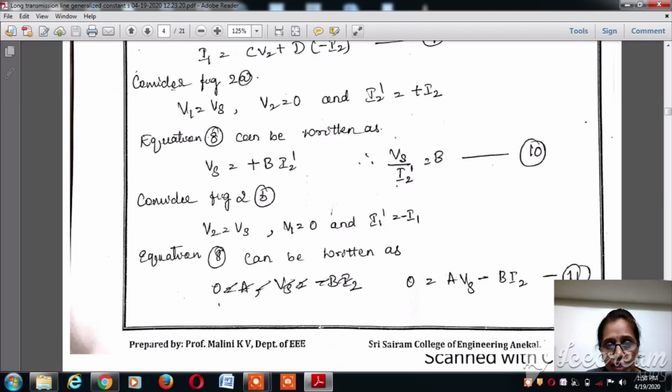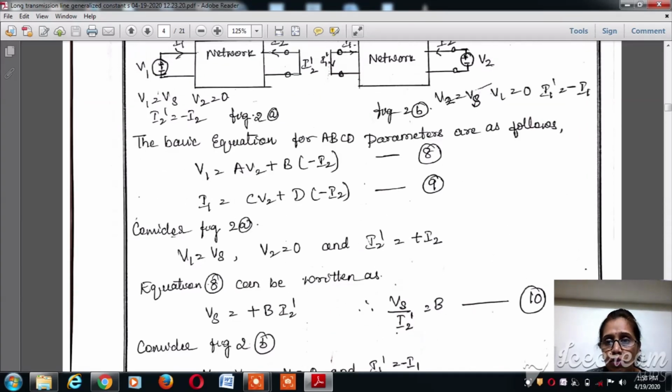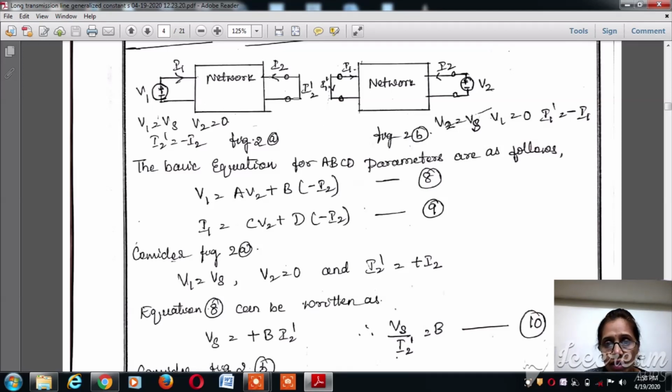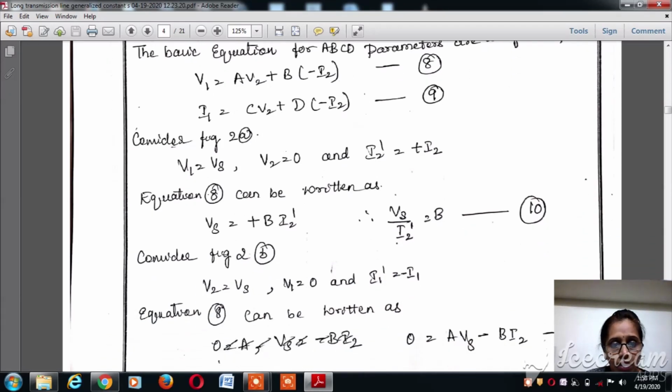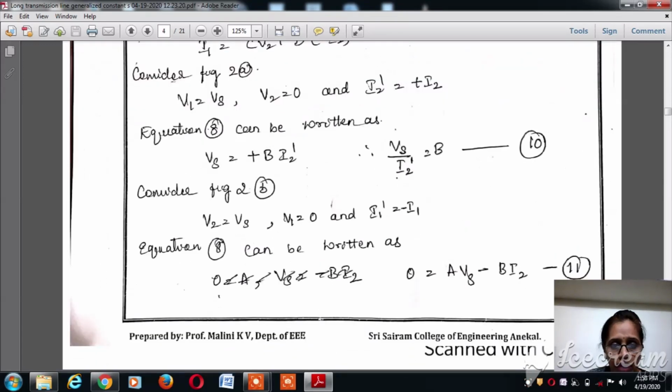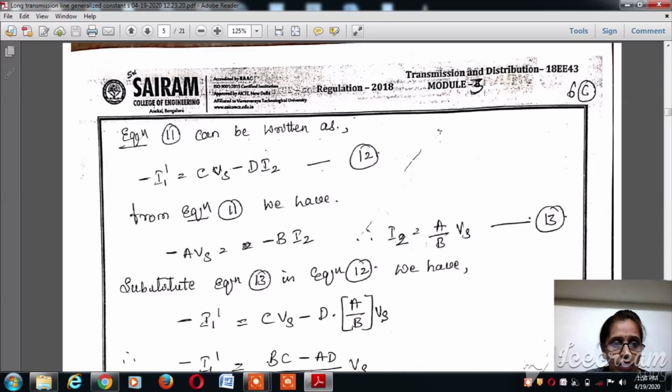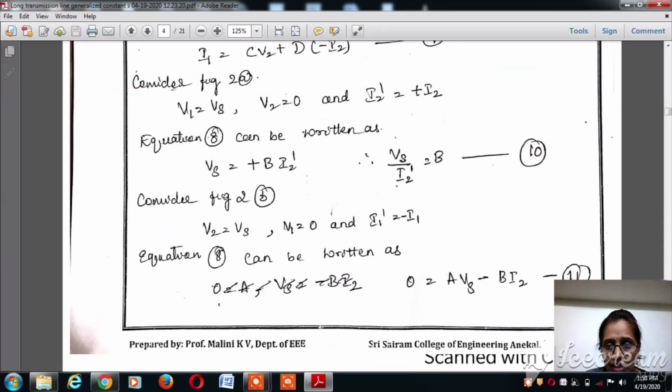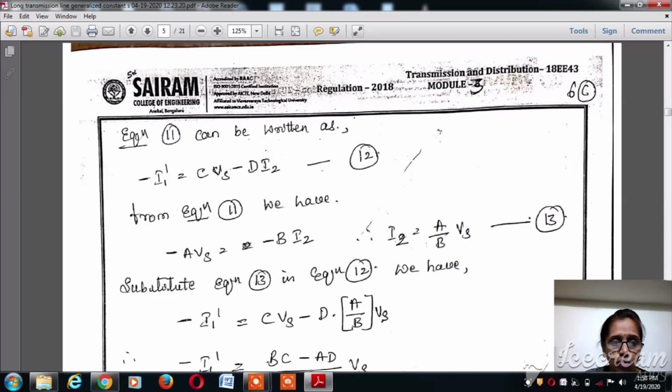Now consider figure 2B. V2 is equal to Vs, V1 is equal to 0 because it is short circuited, and I1 dash is equal to minus I1. Now keeping those conditions in equation 8, it can be rewritten as 0 is equal to A into Vs minus B into I2. That is equation 11. So equation 11 can be rewritten as A Vs is equal to B into I2, whereas minus I1 dash, since I1 is equal to minus I1 dash, is equal to C into Vs minus D into I2.